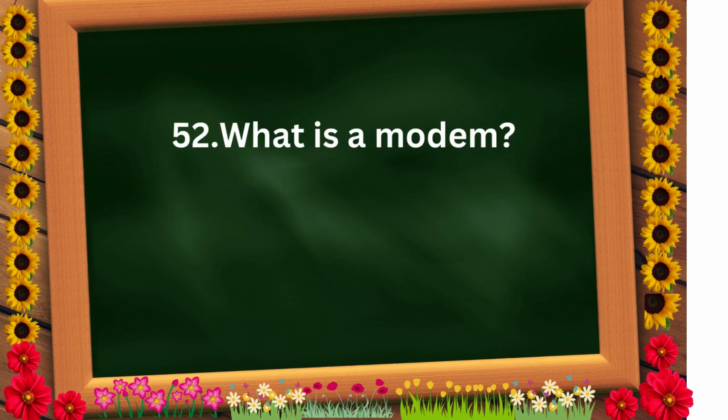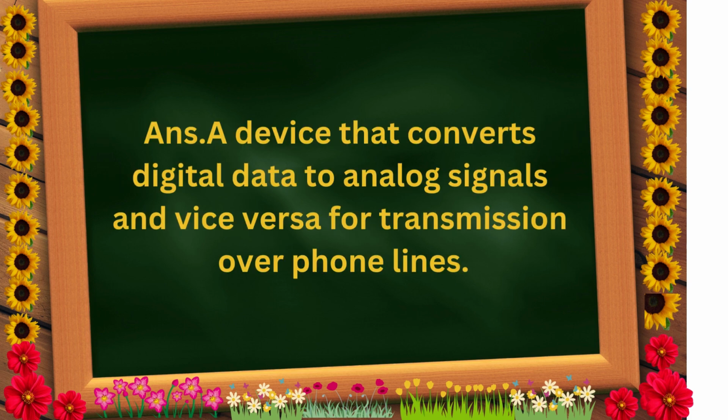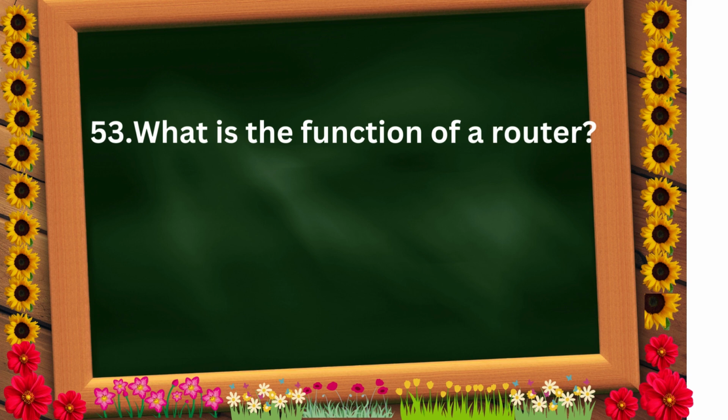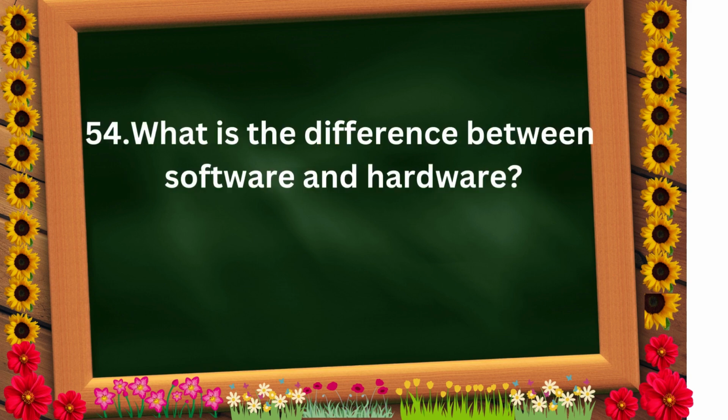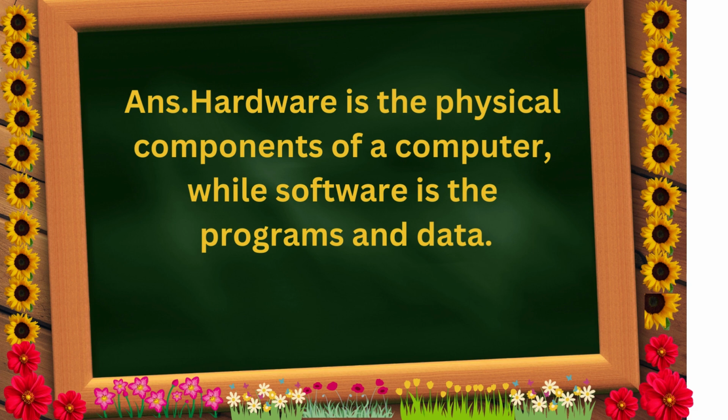What is a modem? A device that converts digital data to analog signals and vice versa for transmission over phone lines. What is the function of a router? To forward data packets between computer networks. What is the difference between software and hardware? Hardware is the physical components of a computer, while software is the programs and data.